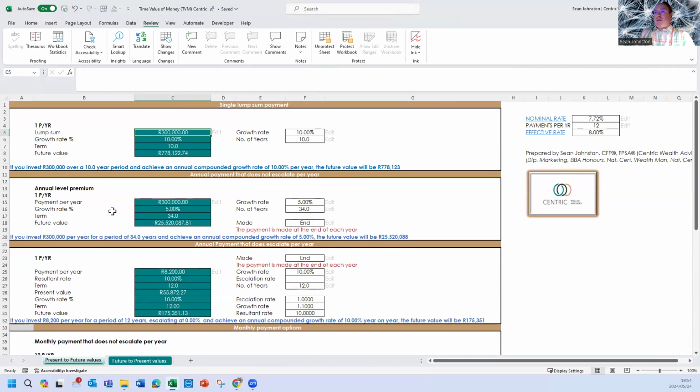The second calculator we would look at here is making an annual level payment. Let's just keep it simple and make it 100,000, 10, 10.